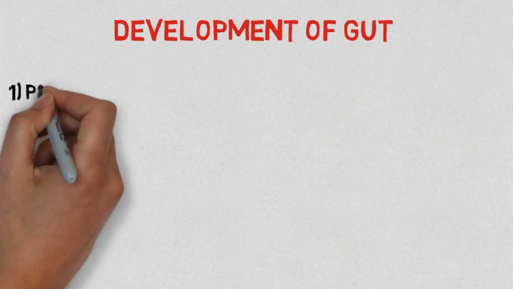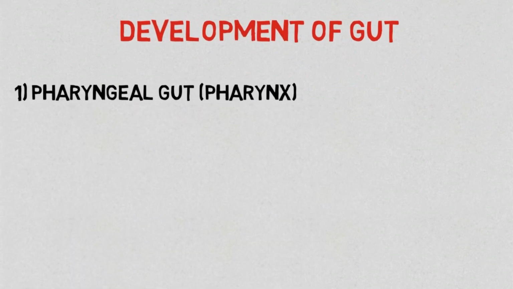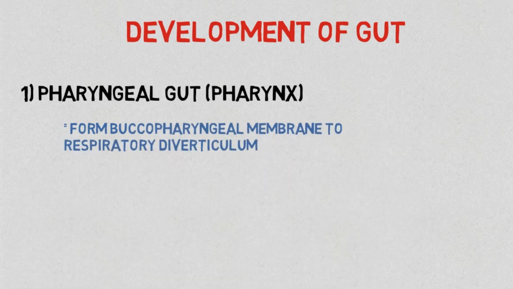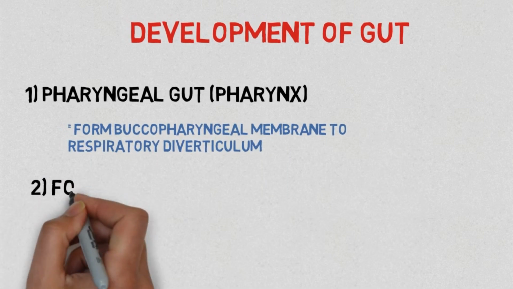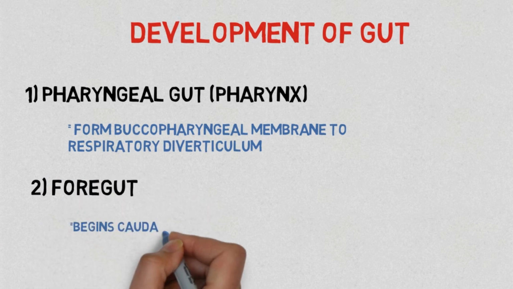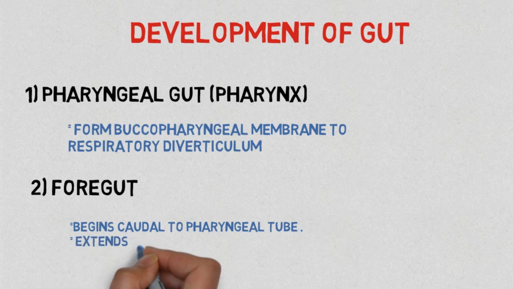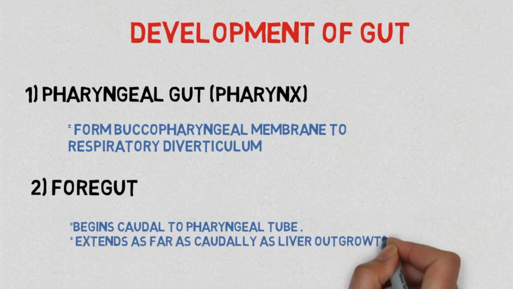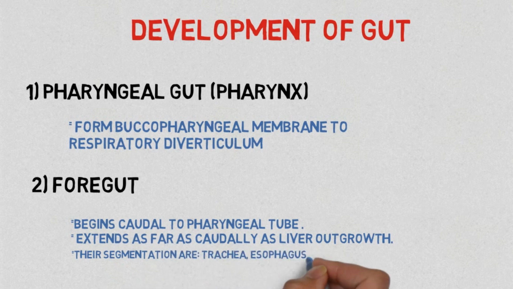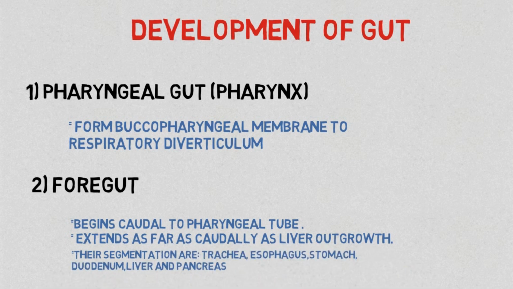So number 1, pharyngeal gut or pharynx. They form from the buccopharyngeal membrane to the respiratory diverticulum. Next we have the foregut. It begins caudally to the pharyngeal tube. It also extends as far caudally as the liver outgrowth. The segmentations are trachea, esophagus, stomach, duodenum, liver and pancreas.